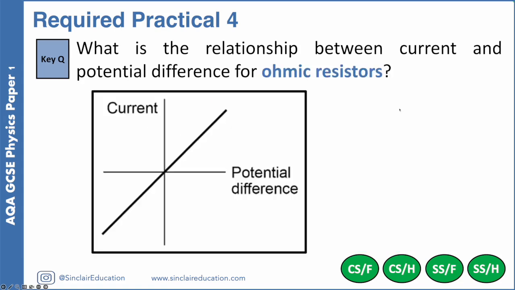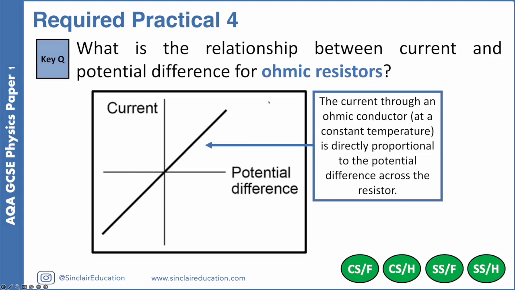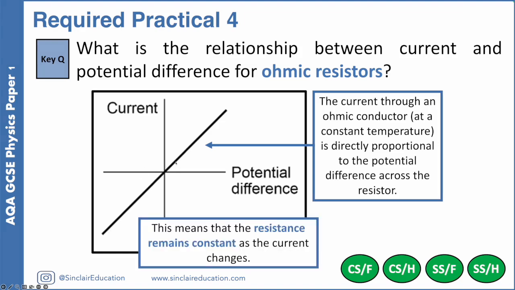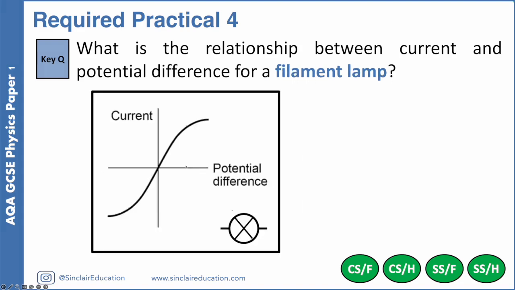So here we've got our ohmic conductor. This idea of a directly proportional relationship, we can tell is directly proportional for two reasons: constant gradient, and it's going through the origin. Now for this one, what this basically shows is that as we increase potential difference, current also increases, but resistance must be staying the same.